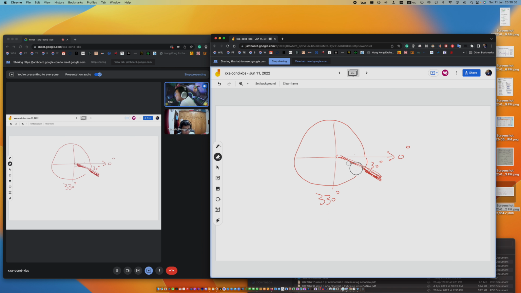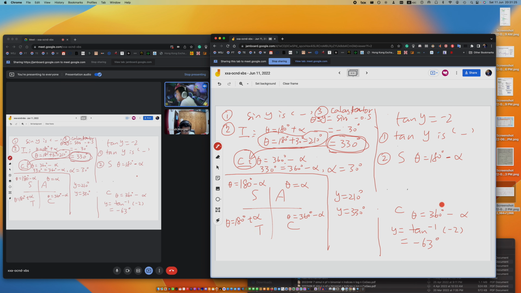So -63, I don't want to play with negative numbers, right? I talked about it just now. So -63 means somewhere here. So -63 in a way is 360 minus 63. What's the answer? So it's also positive. Yeah, 297. Okay, so it's also 297. So with this, go back to slide 3. So y is equal to 297. So far so good.